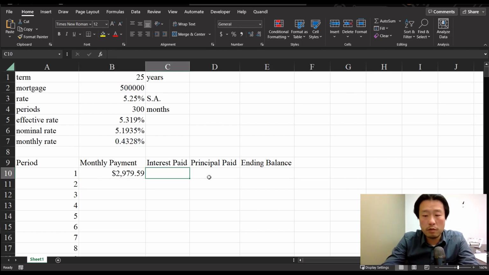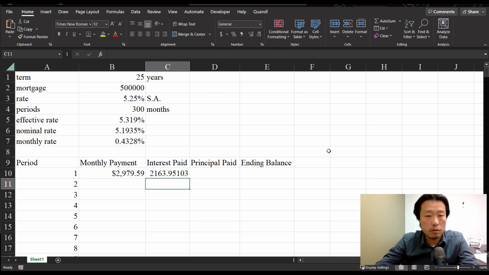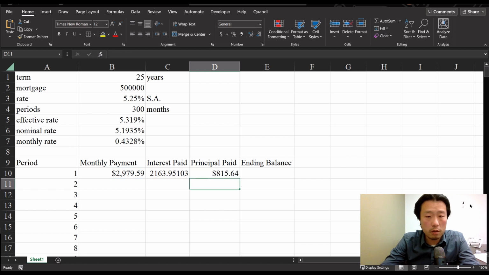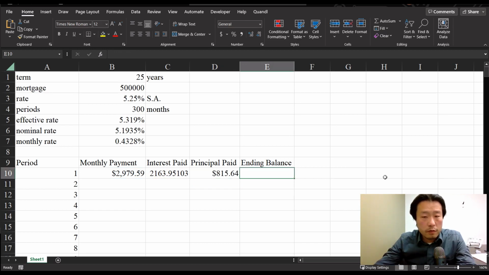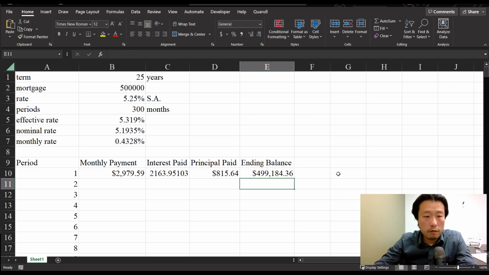To find the first period interest, we just need to use the initial mortgage balance multiplied by the monthly rate to get the interest paid in the first period. Obviously, to get the principal paid, we just need to use the monthly payment, subtract the interest paid in order to get the principal paid in the first period. Next, to find the ending balance, because in the first period we only have paid $815 in principal, we just need to use the mortgage amount and subtract the principal paid to get the ending balance for the first month.